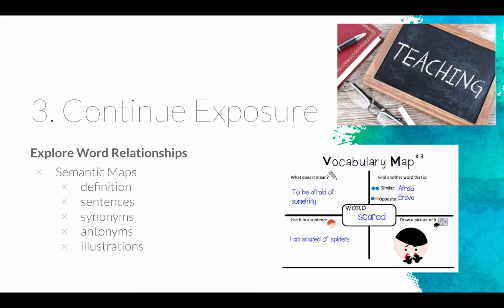One way to practice using vocabulary is to explore the word relationships using semantic maps. And on semantic maps, you can include areas where students write the dictionary definition, write a sentence using the word, include a synonym for the word and an antonym for the word, and they can also illustrate the word.